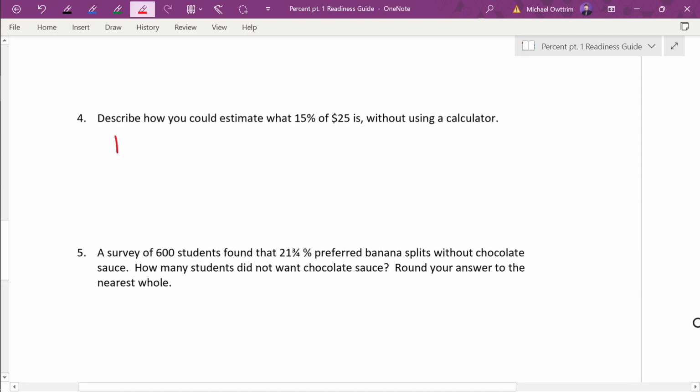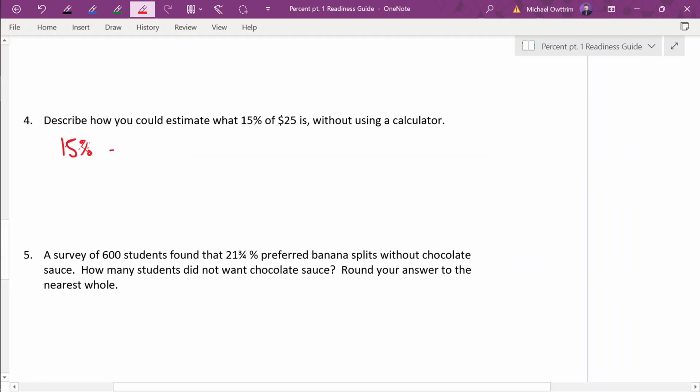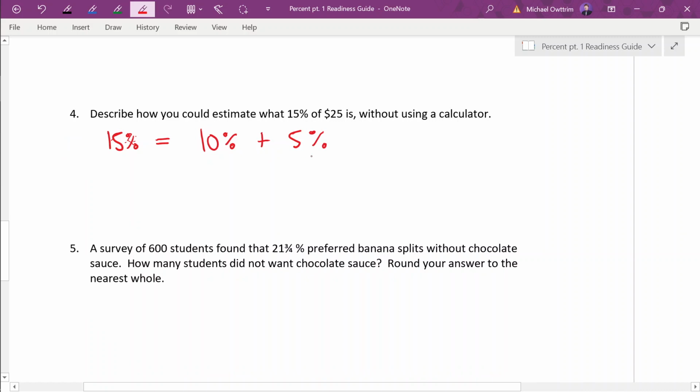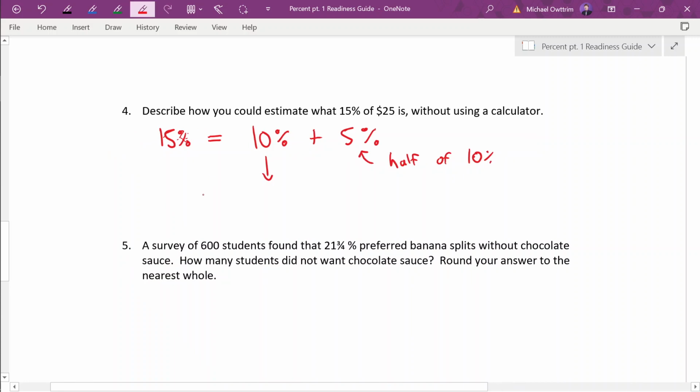What I might do is I would say 15% is equal to 10% plus 5%. And 5% is obviously half of 10%. 10% of a number is easy. We just move our decimal point once. So if we have 25 as our original number, 10% of that will be 2.5.